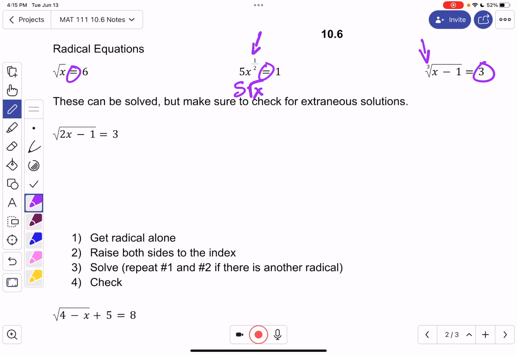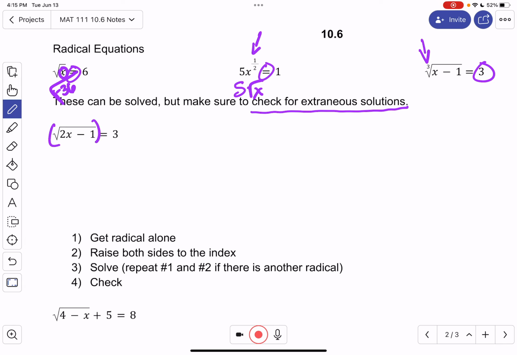You solve them just like any other equation, but you have to check for extraneous solutions, which means, remember, like here, you can't have a negative inside. So you have to check to make sure things like that don't happen. So let's look at solving this one.